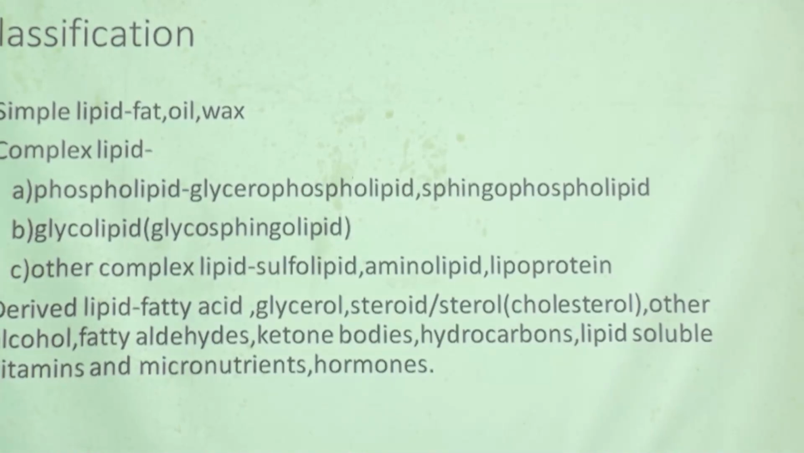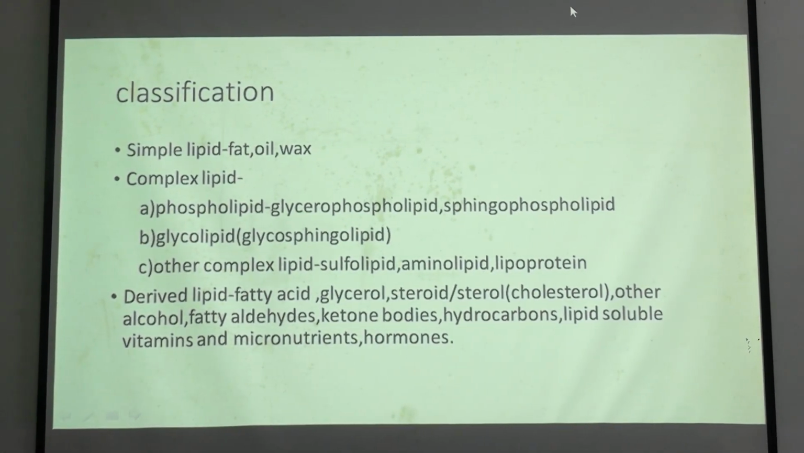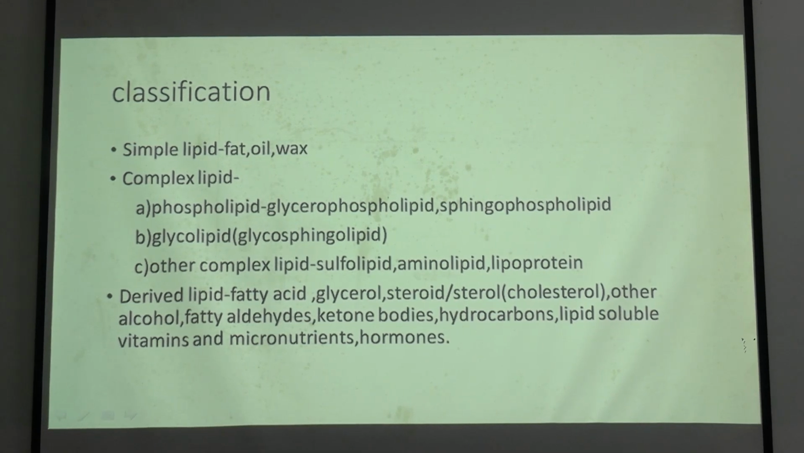So, here is the classification: simple lipid, complex lipid and derived lipid. In simple lipid, fat, oil and wax are present. What is simple lipid? Simple lipid is an ester of fatty acid and one alcohol. Fat is an ester of fatty acid and alcohol. Oil is an ester that is liquid at room temperature. And wax is a high molecular weight fatty acid with a high molecular weight monohydric alcohol.